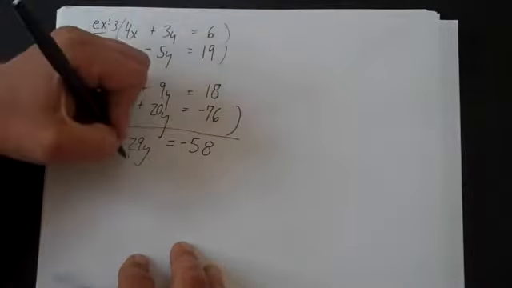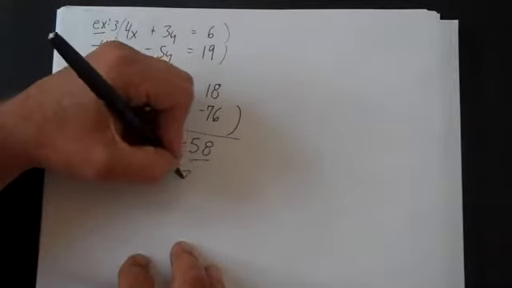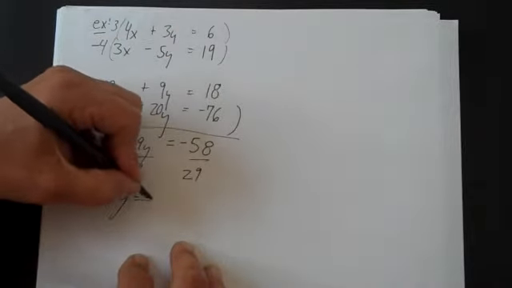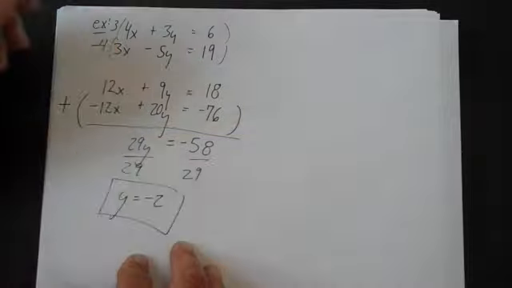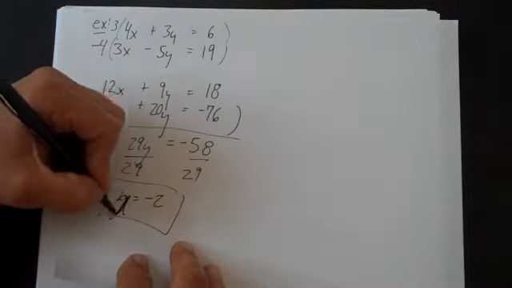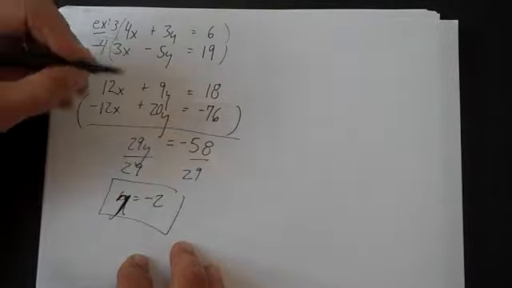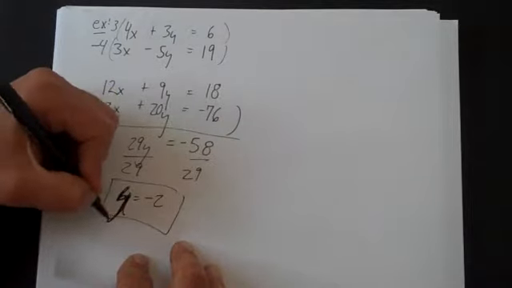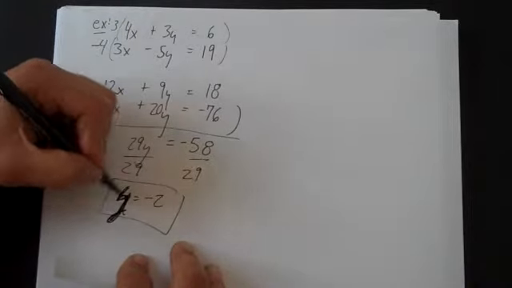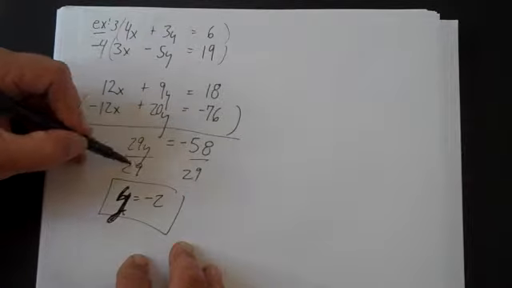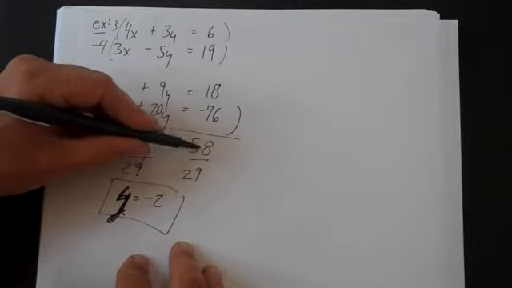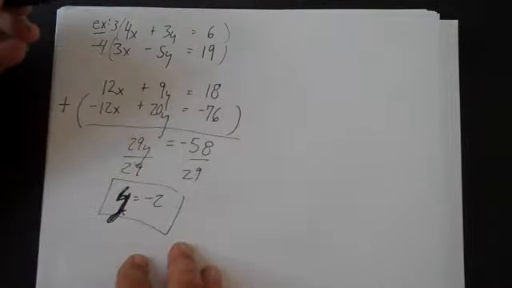So then you divide by 29 and divide by 29, and you get y is equal to minus 2. Let's try that one more time. You divide 29y by 29, you get y. Minus 58 divided by 29 is minus 2, so y is minus 2.